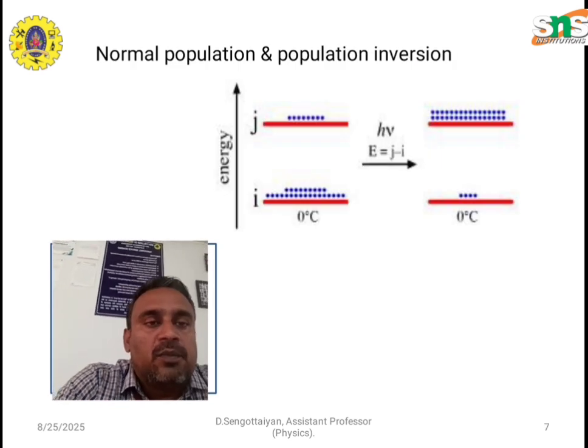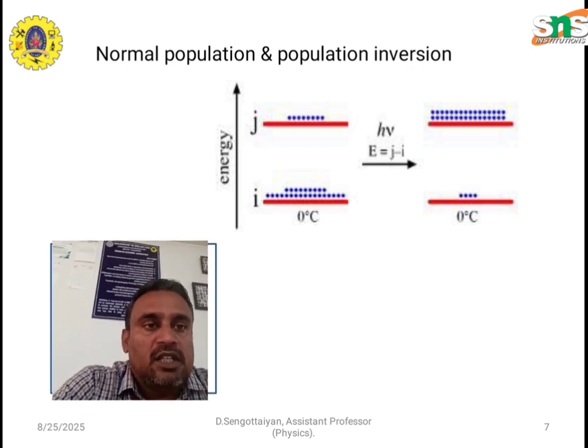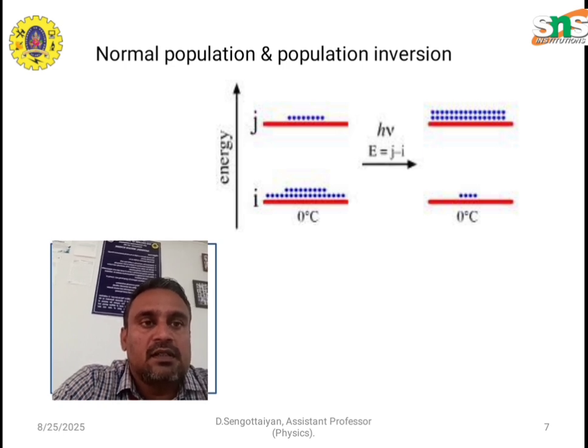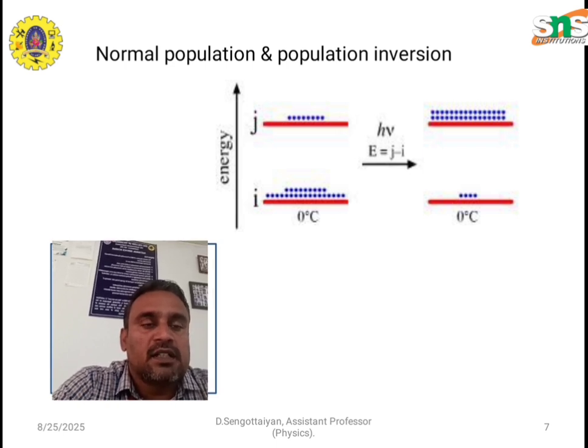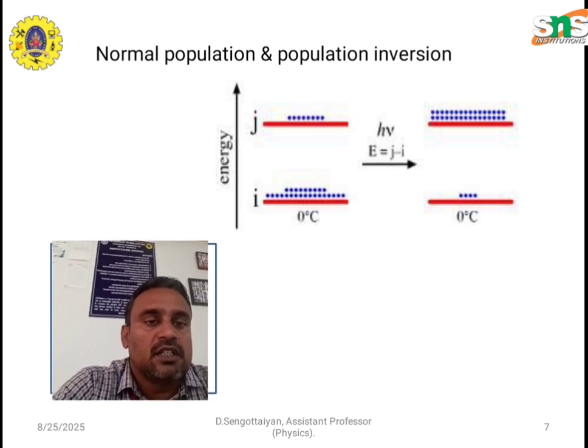Okay, normal population and population inversion. The diagram shows all the atoms in the ground state, that means E1 state. Then atoms move from the ground state to the excited state, that means population inversion. Normal population means N1 is greater than N2. Population inversion means N2 is greater than N1. That means excited state atoms are greater than ground state atoms.